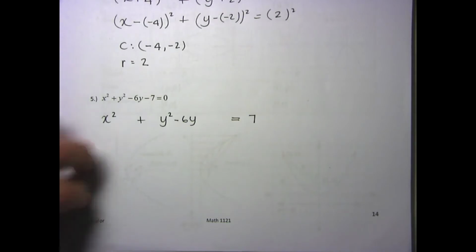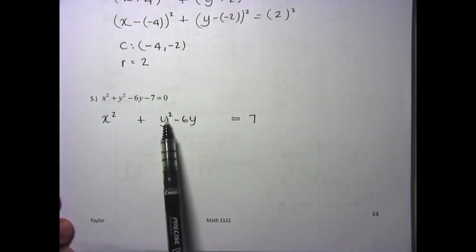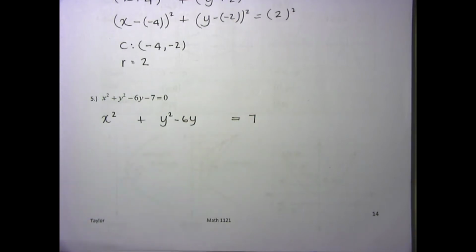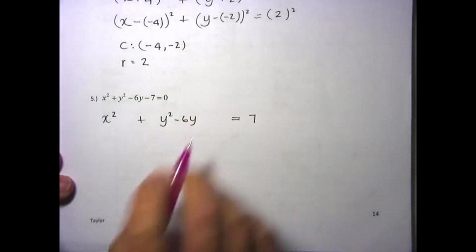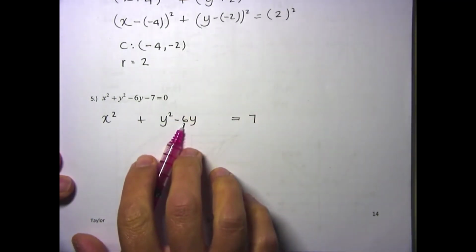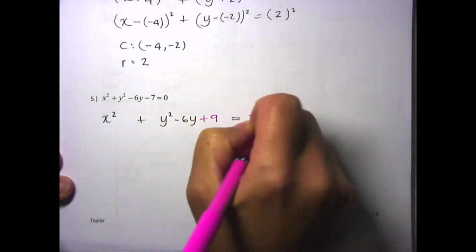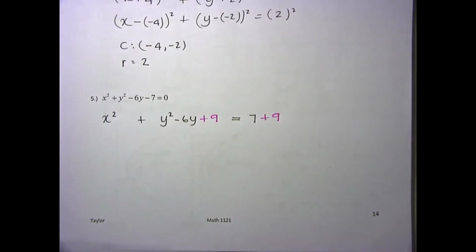But now I'm going to come back and see, I have y squared minus 6y. For this to become a perfect square, what is the constant that I need? So half of negative 6 is negative 3. Negative 3 squared is 9. So plus 9. I'm going to add 9 to each side of this equation.